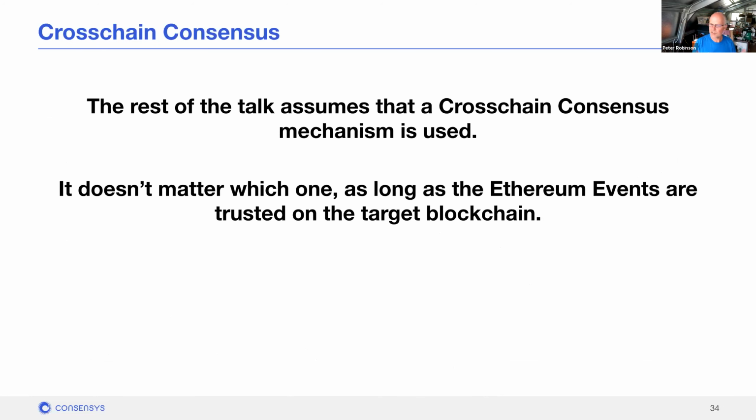And so the rest of this talk assumes that you use one of those mechanisms underneath your overall system. It doesn't matter which one you use, as long as there's a way of getting Ethereum events from a source chain to a target chain. I've talked for a fair bit. And before I proceed, are there any questions?